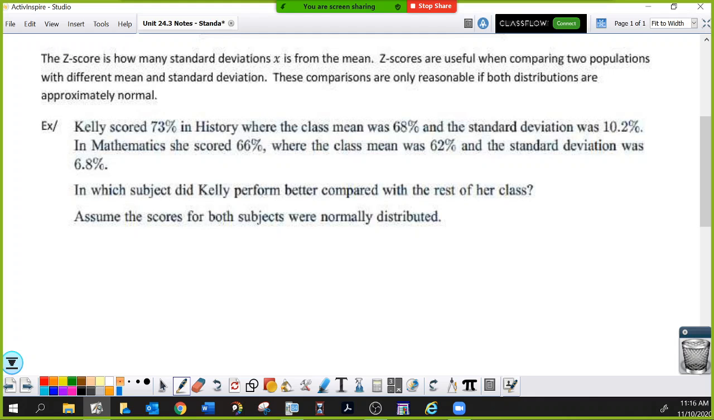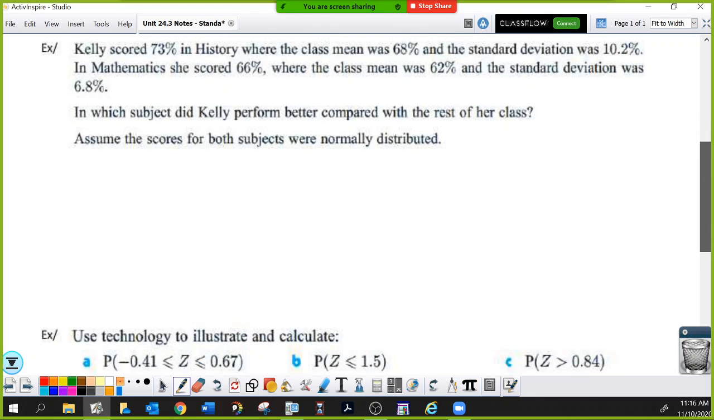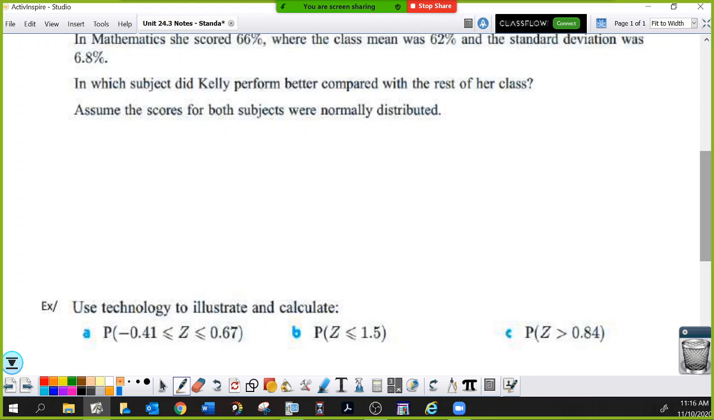So for history, I didn't give a whole lot of space. You don't need much. Oh, and I have my graphing calculator open, ready to rock and roll. So make sure that you have yours ready to go. History and math, right? So for history, I'm going to develop my z-score. I want to know what her z-score is. So z equals, I'll actually write the formula, x minus mu over sigma.